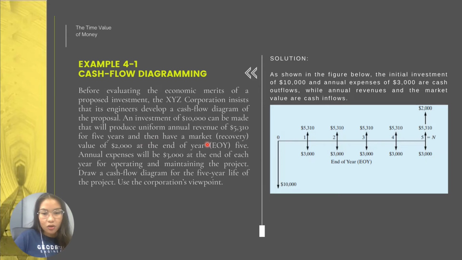And then it has a market or recovery value of $2,000 at the end of year 5. So at the end of year 5, we have a market value of 2,000, which you add there. And then annual expenses will be 3,000 at the end of each year for operating and maintaining the project. So another 3,000, which is represented by a downward arrow because it is an expense, for operating. Now draw a cash flow diagram for that. Okay, go ahead.